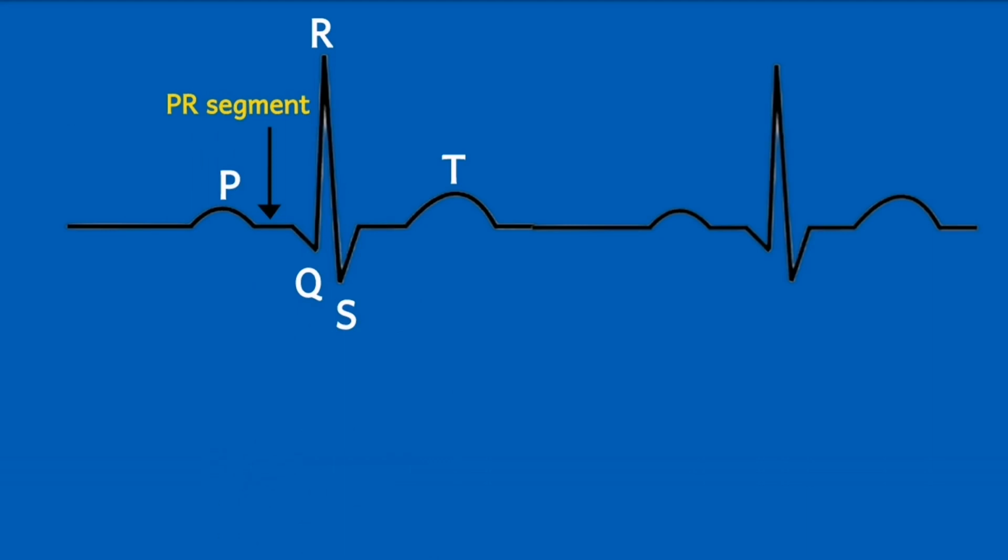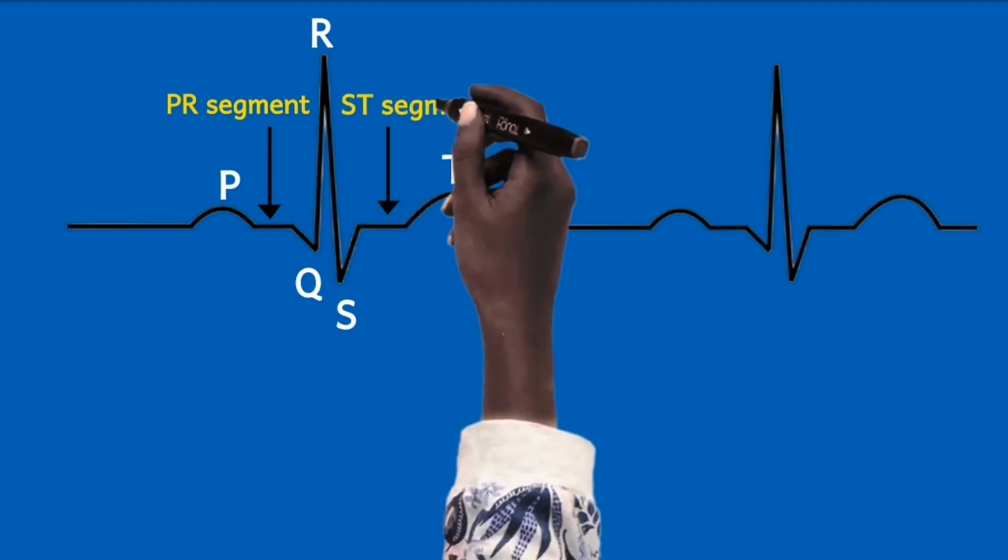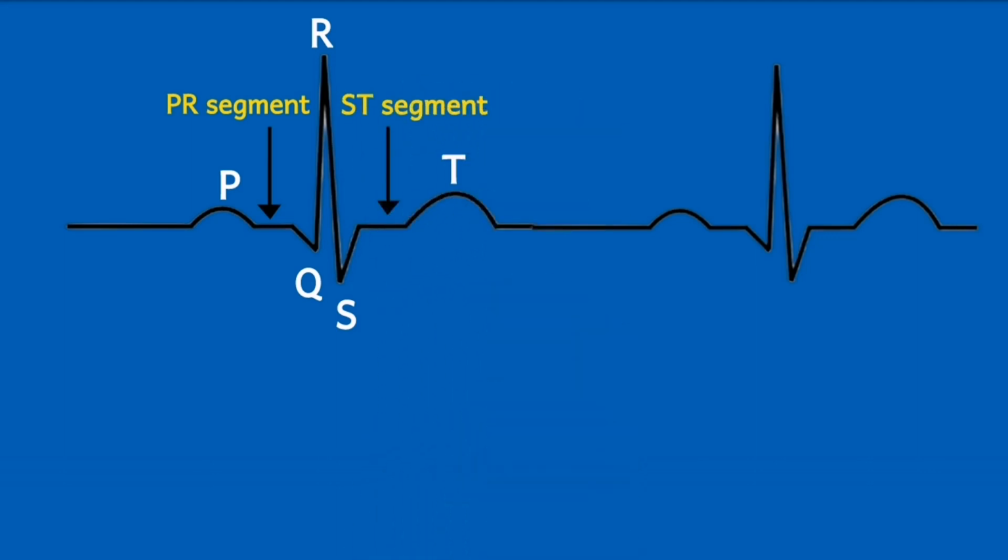Wait, why not the PQ segment? Some of you may ask. Well, I did not find any explanation for that in literature, but I'm guessing that the Q wave is not present in all leads, as we will see later. That is why probably the PR segment was chosen. Then the line between the S and T waves is the ST segment, a very popular one. Then the line between the T wave and the next P wave is called the TP segment.